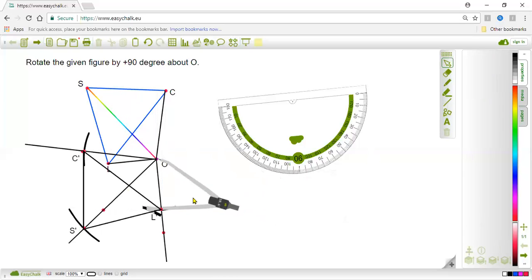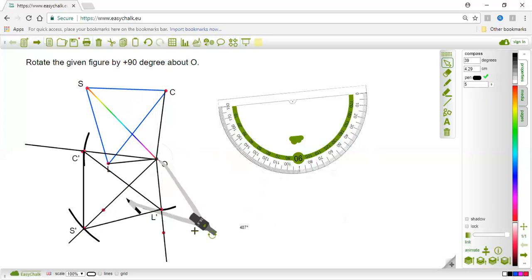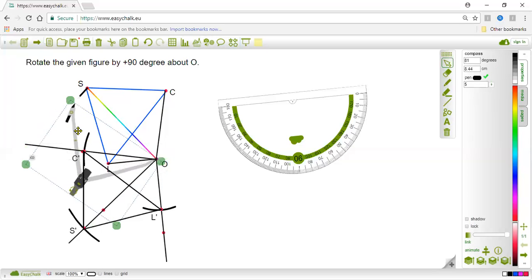We have to just connect the corresponding points. Let me just connect this S point to the S dash point. Let's connect this S point to the S dash point, and that connecting path should be dotted. Let me just give the dotted path. We have to make a dotted path.